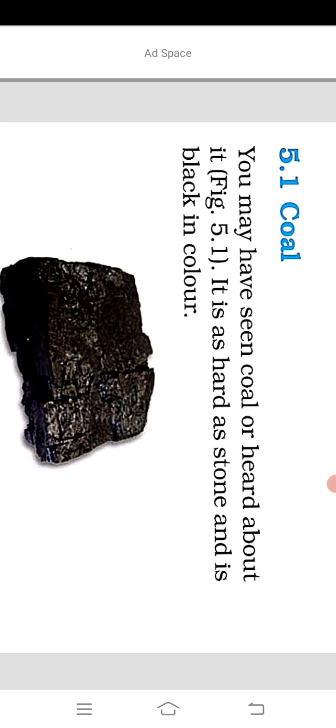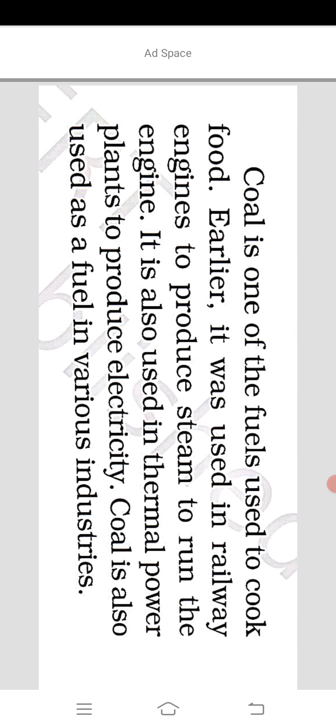Okay. Coal. You may have seen coal or heard about coal. It is as hard as stone and is black in color. This is the picture of coal. Coal is one of the fuels used to cook food.